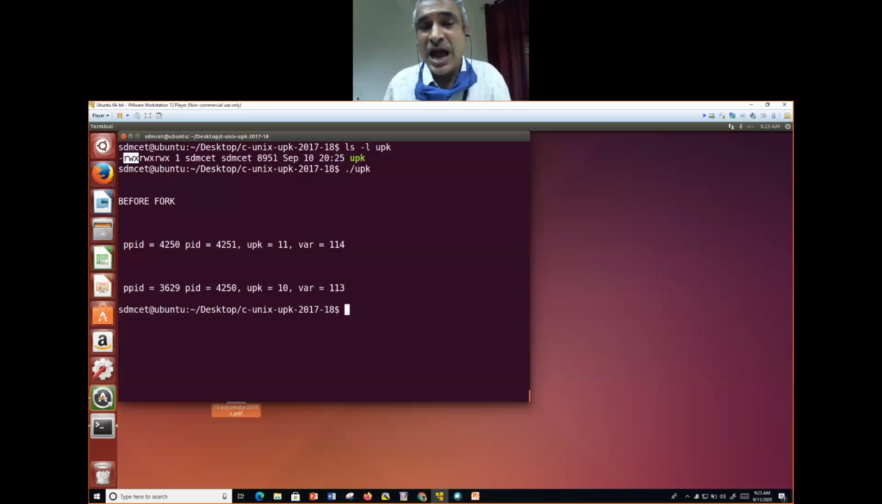Now what I do is I will remove the executable permission. Remove the executable permission. Now look at that. I have to use chmod, change mode. It will change the mode bits of this particular file, and I want to remove the executable permission.